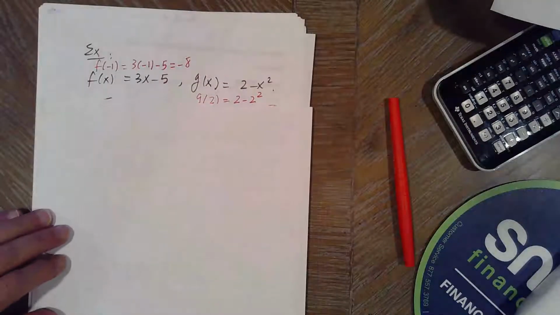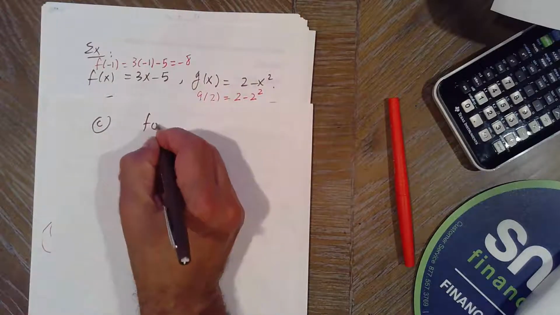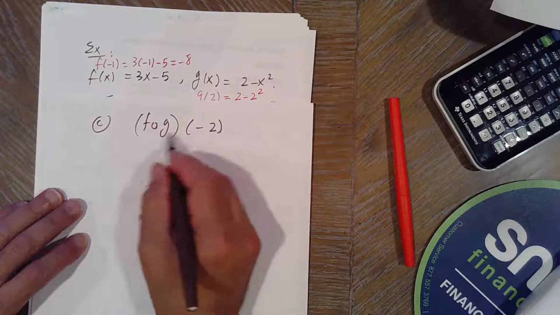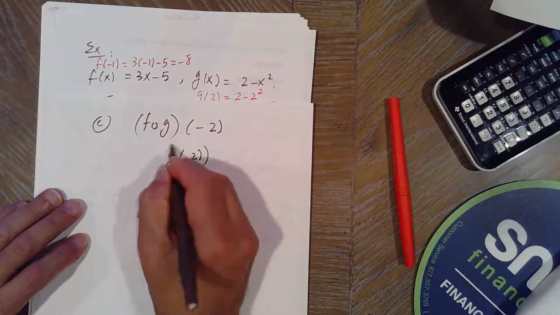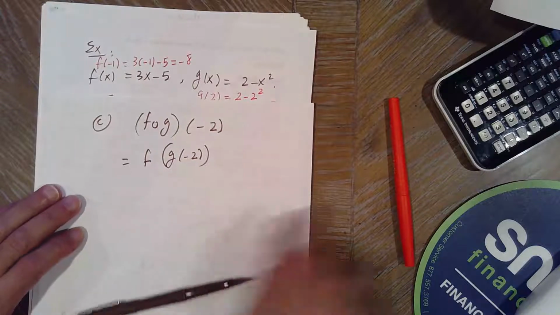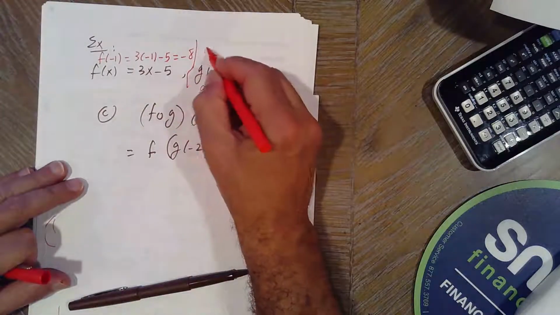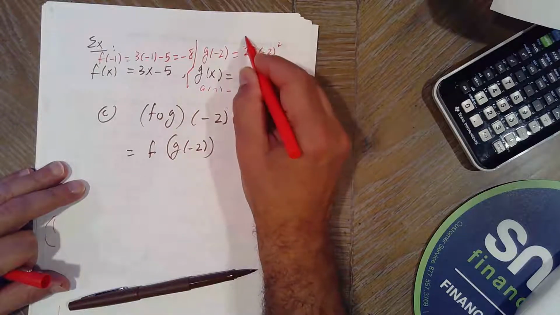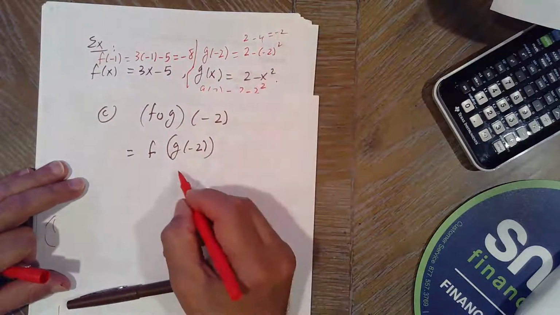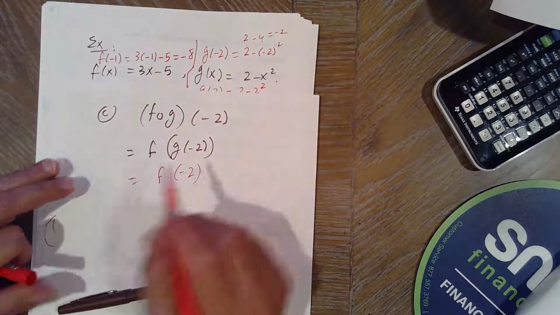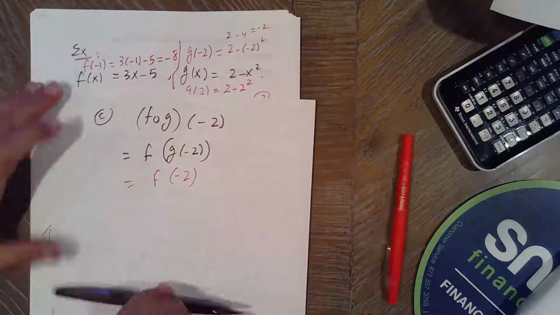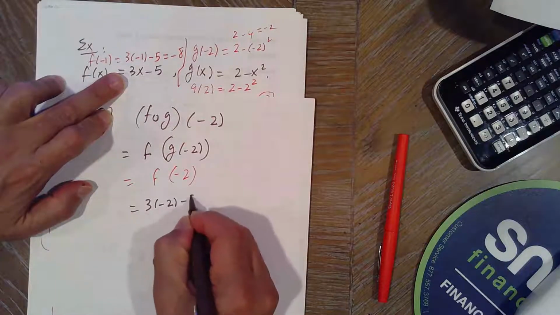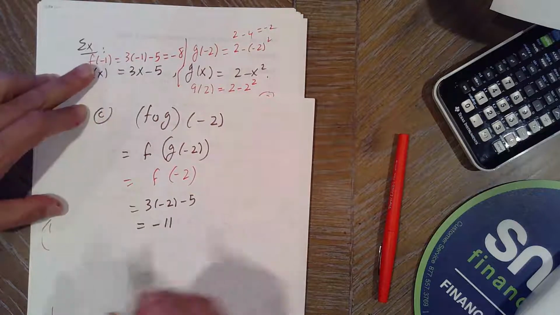I'm going to do one more. So part C, f composite g of -2. We're going to do the closer one first, g of -2, and then input that into f. If we do g of -2 right here, we get 2 minus -2 squared. 2 minus 4 is -2. Now this -2 is going to be inputted into f. So f of -2 is 3 times -2 minus 5. -6 minus 5 is -11.